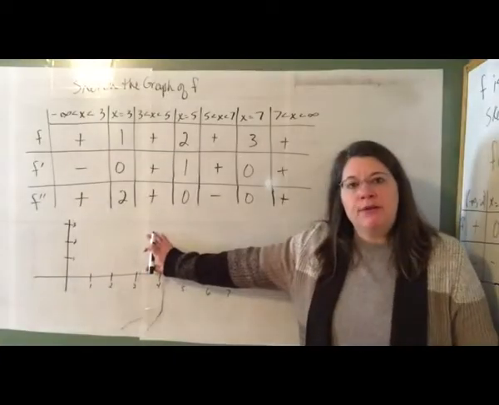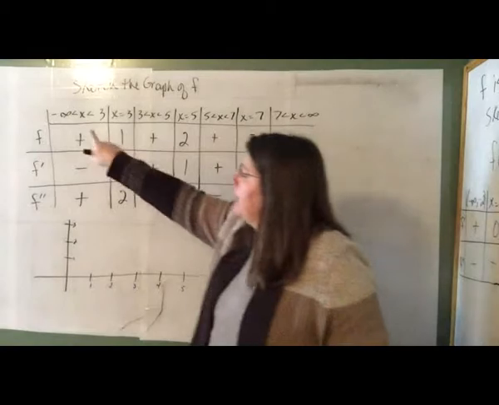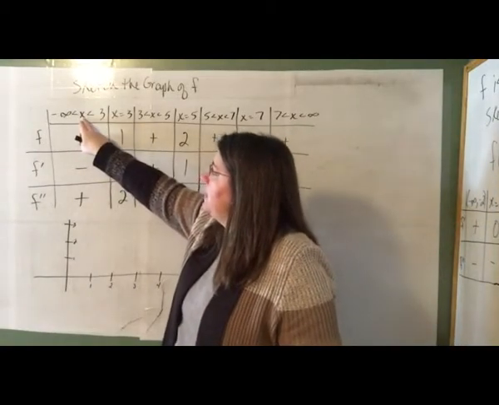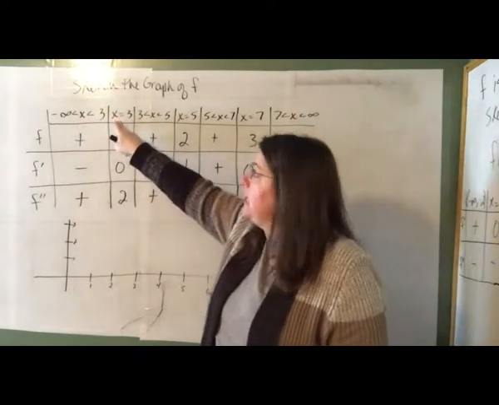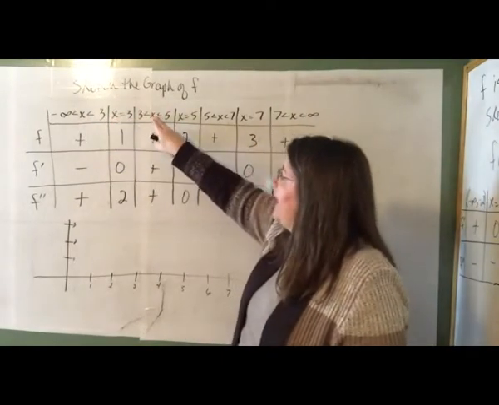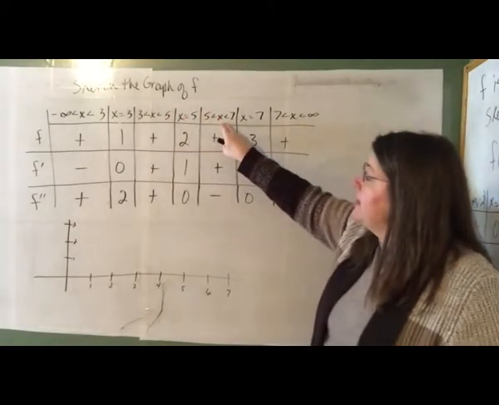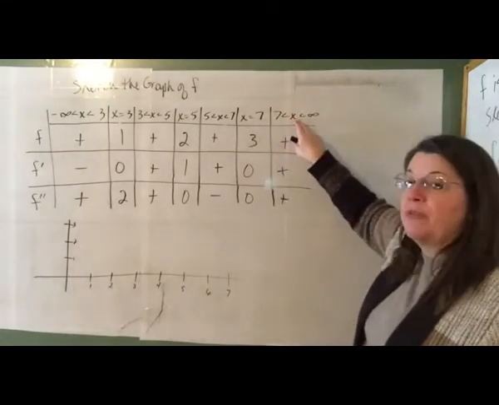Here is the first example that we're going to do. I have a chart here, and my chart, I have intervals, like this first interval goes from negative infinity to 3. Then we're talking about what happens at 3. This interval is from 3 to 5. Then we're talking about what happens at 5. This interval is from 5 to 7. We talk about what happens at 7, and then this interval is from 7 to infinity.